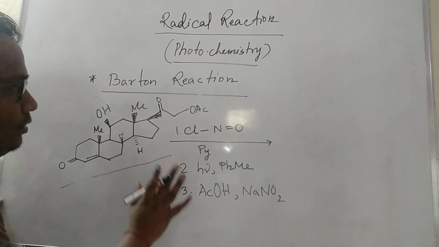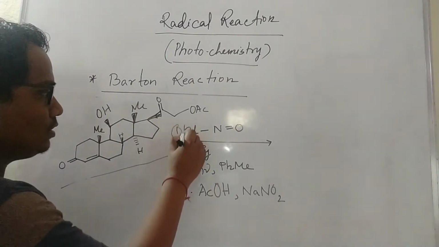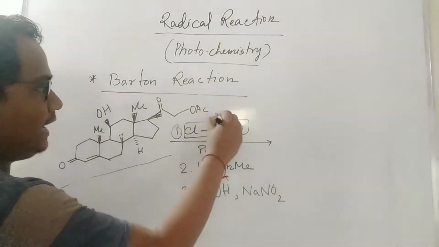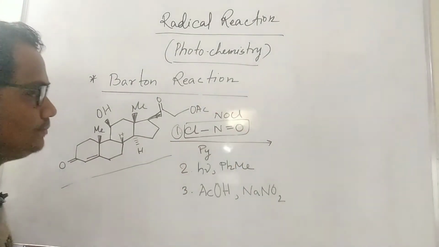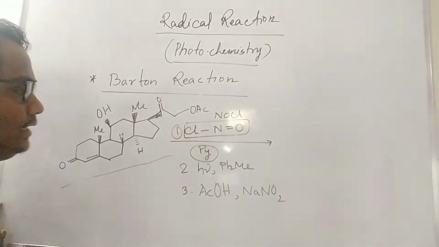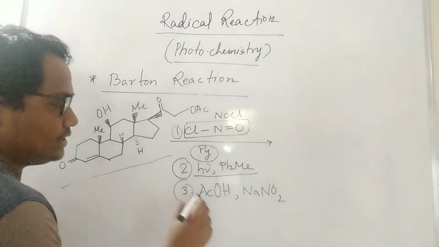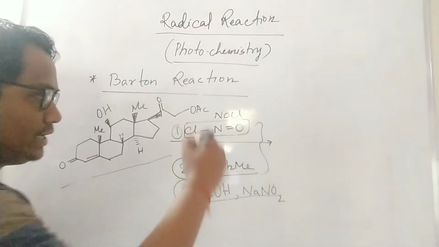So here I want to apply the Barton reaction. This is the reagent, this one you see, nitrosyl chloride, NOCl. It is called simply NOCl. Sometimes it is written like that, sometimes NOCl with pyridine base, then a second condition is HNO2 in toluene, and a third condition is acetic acid and NaNO2. These are different conditions, up to this are the Barton conditions.